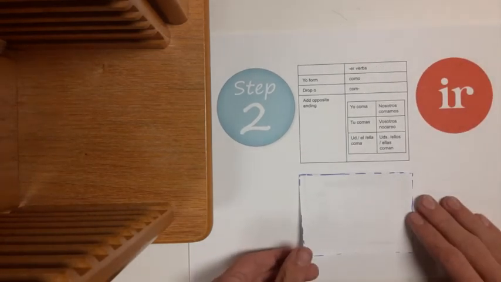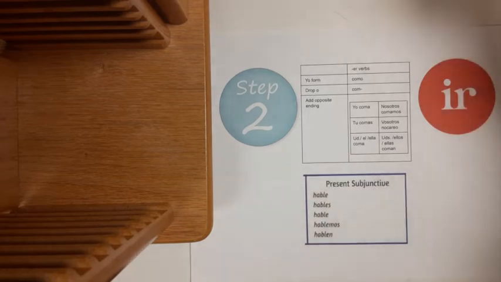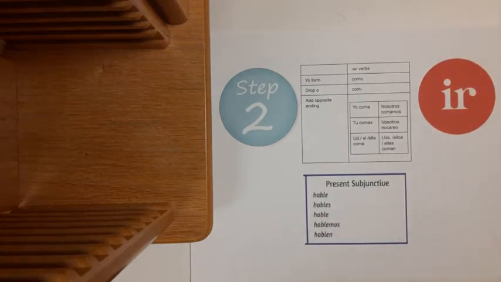The opposite happens if you use a regular AR verb like hablar. You would conjugate in the yo form, giving you hablo, remove the o, giving you habl, add the opposite endings, giving you hable, hables, hable, hablemos, and hablen.